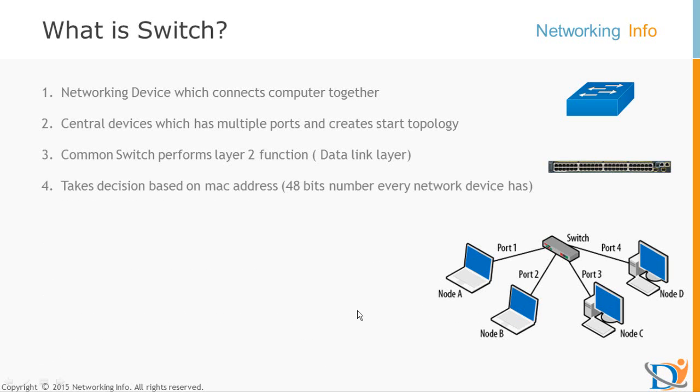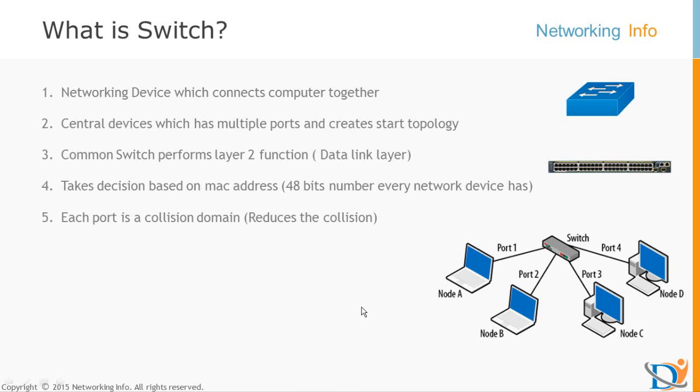A switch takes decisions based on MAC addresses. Every PC or every network device has a MAC address, and switches can take decisions based on reading the MAC address. The switch will read the source MAC address and the destination MAC address, and decide based on what MAC addresses the switch is storing in the table. The table I am defining here is the MAC table. So the switch will always look at the MAC address table and take a decision.